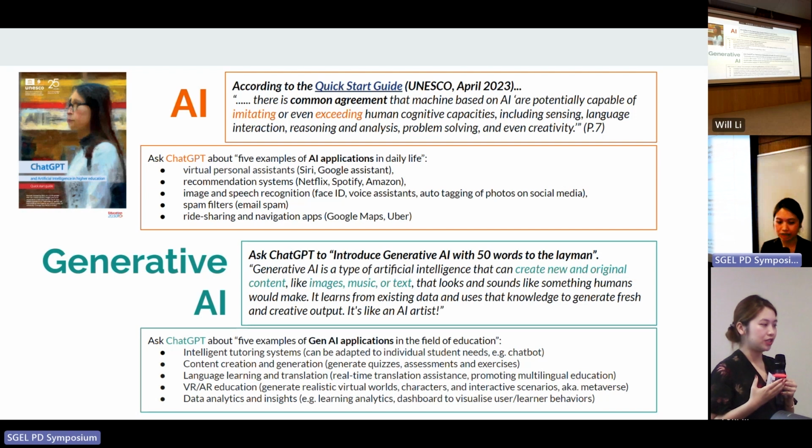And then content creation and generation. Like we can use it to generate quizzes, assessments, and exercises. And for a learning designer, to be honest, a learning designer is not only there to design a course, but I found generative AI tools quite helpful to me, like to design those learning tasks or assessments.